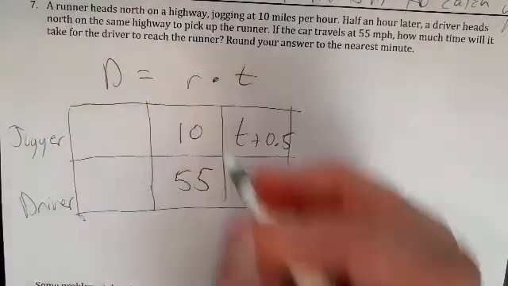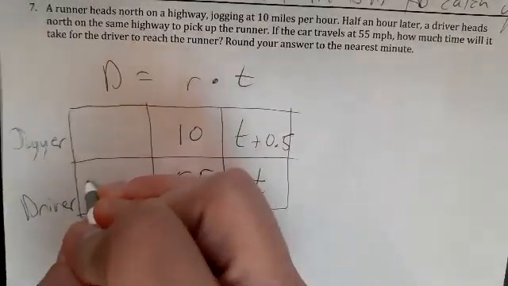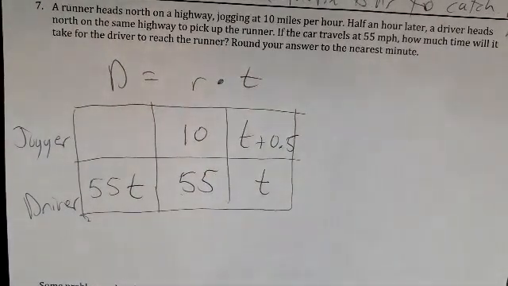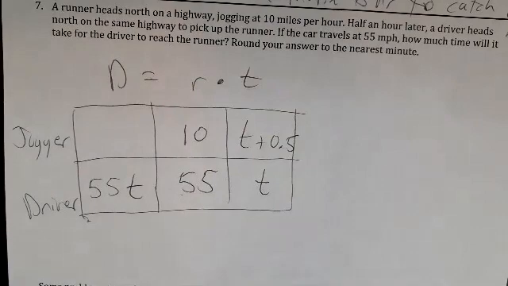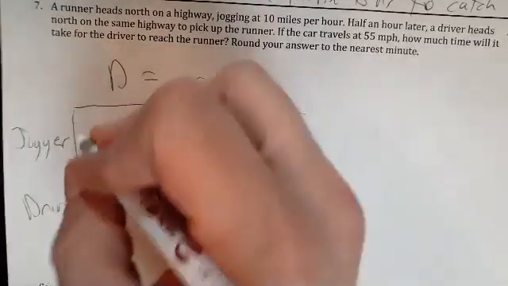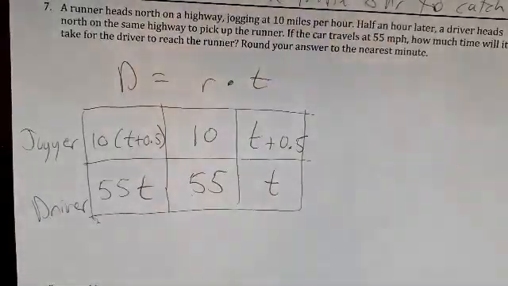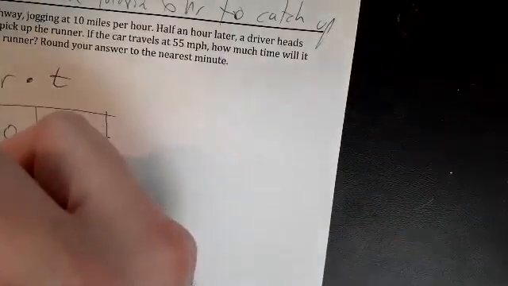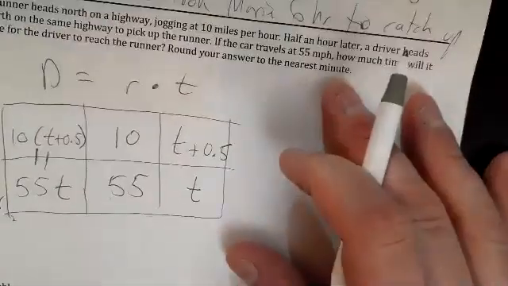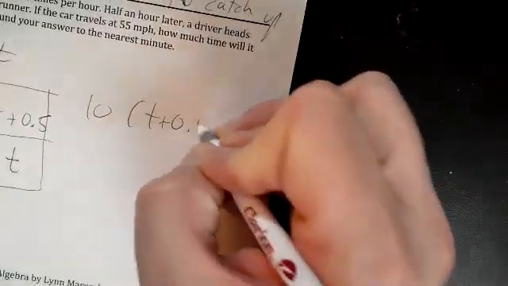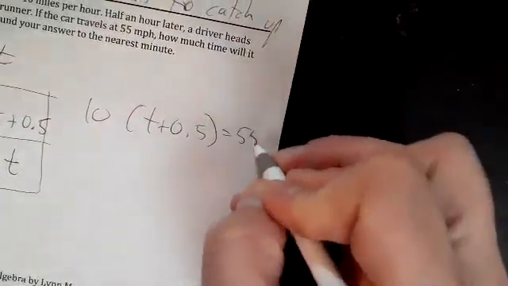Now, if I want the driver's distance, it will be 55 times t, which gives me 55t. So that tends to be the easier one for students to get a hold of. This other one is the same thing: 10 times t plus 0.5. And so if I'm looking at these two things, I want their distances to be the same. So 10 times t plus 0.5 is going to be equal to 55t.